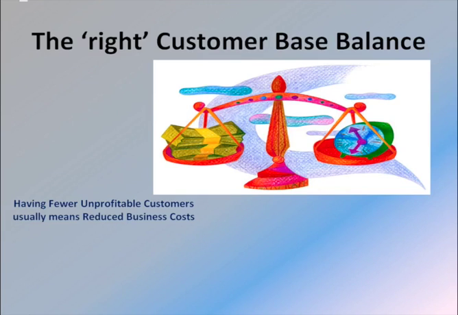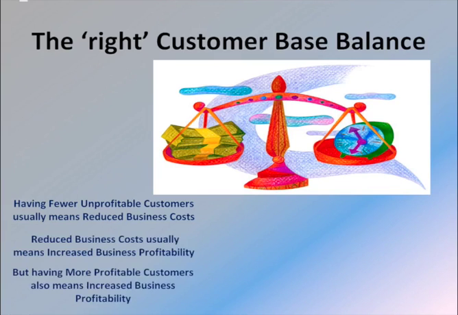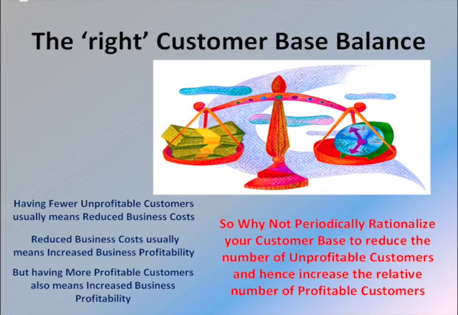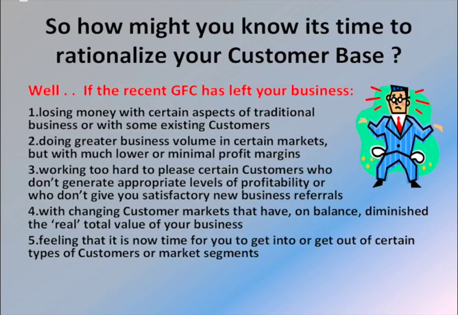Getting the right customer base is a balancing act. Having fewer unprofitable customers usually means reduced business costs. Reduced business costs usually means increased business profitability. But also having more profitable customers also means increased business profitability. So it stands to reason that you should periodically rationalize your customer base to reduce the number of unprofitable and possibly undesirable customers, and hence increase the relative number of profitable customers that have desirable business.